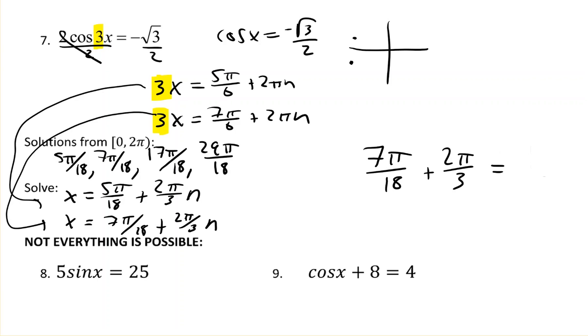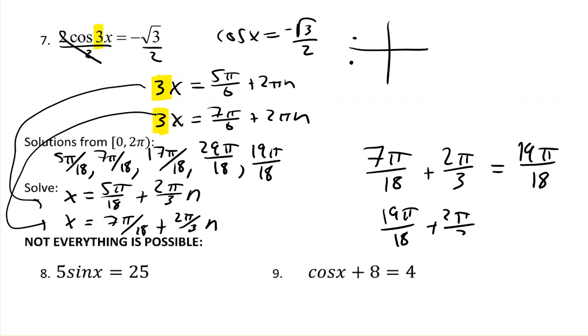Again, getting a common denominator together and adding those is not that bad, but just for our time purposes here. That would give me 19 pi 18ths, which is between 0 and 2 pi, so include it. Take 19 pi 18ths, add 2 pi thirds, see if it's in the range you want. That gives 31 pi 18ths, which is still between 0 and 2 pi, so we'd have to include it too. And then if we added another one, it would be too much.